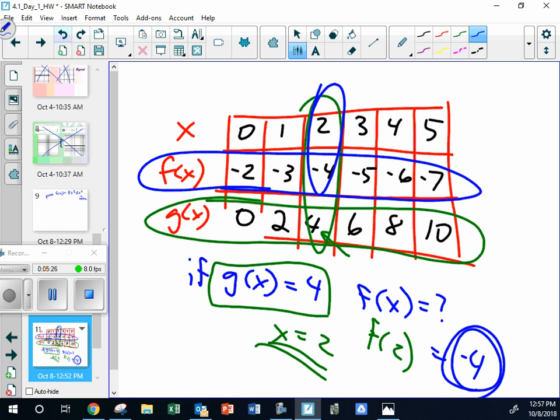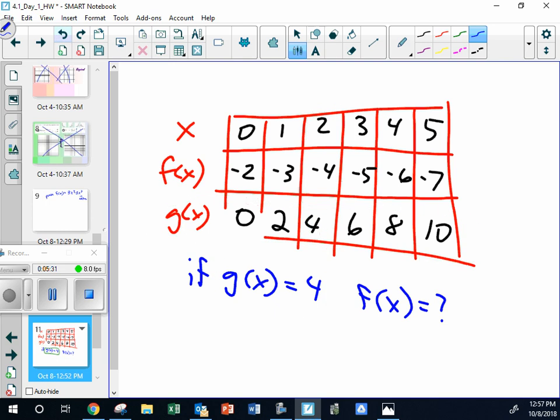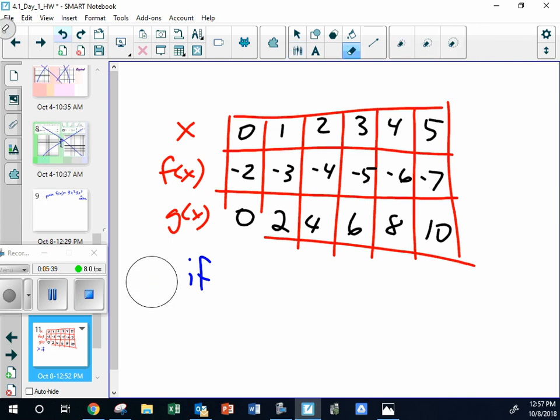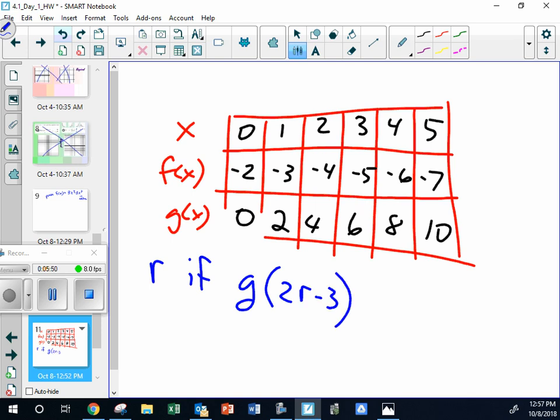Awesome. Now here's one more that usually blows people's minds, but you guys have had this before, so no crying. Ready? I want you to figure out R. R, it's not even on a chart. If g of 2R minus 3 is equal to 8.